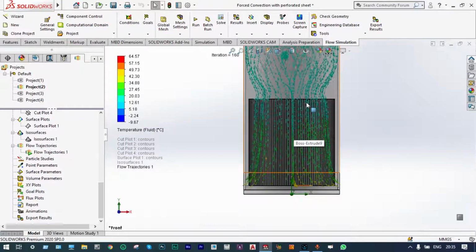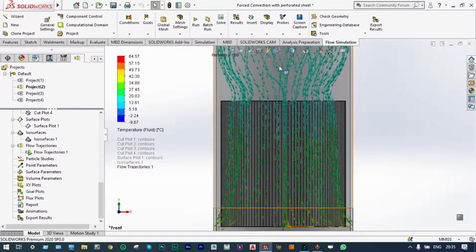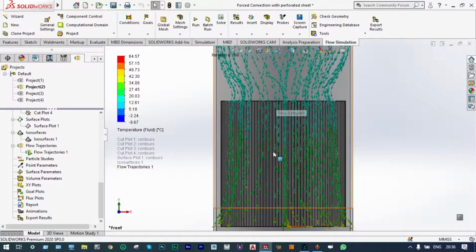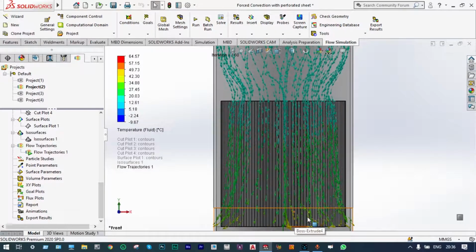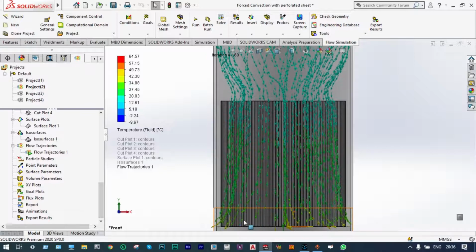You can see how the air particles are being driven or forced out from the fan, and it is cooling the fins, and from the side walls of the perforated plates the air particles are moving out.